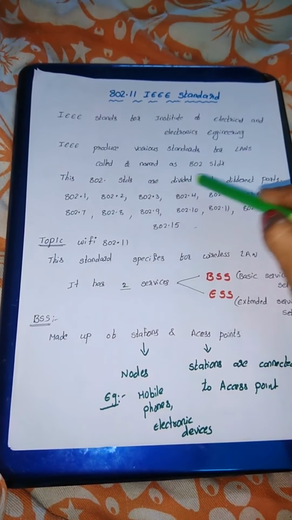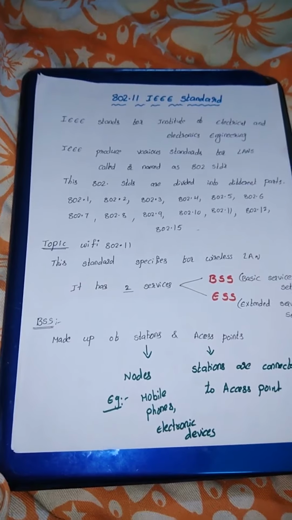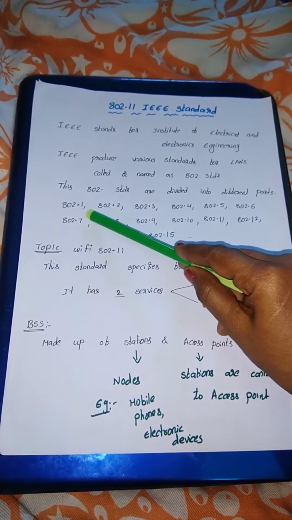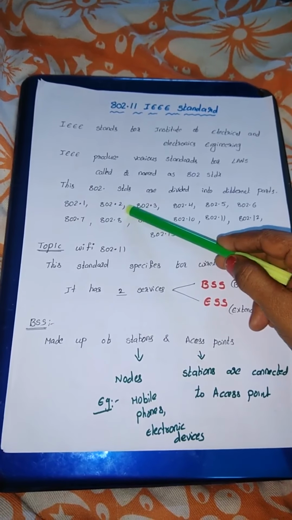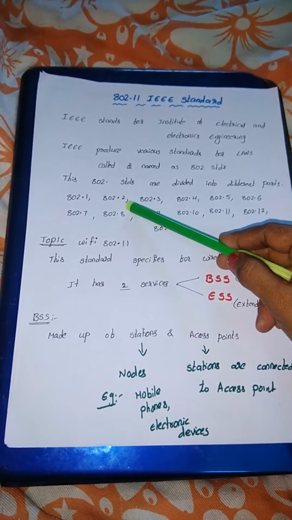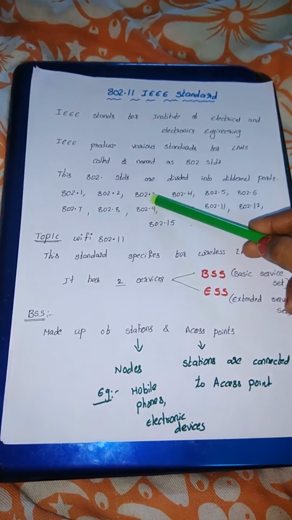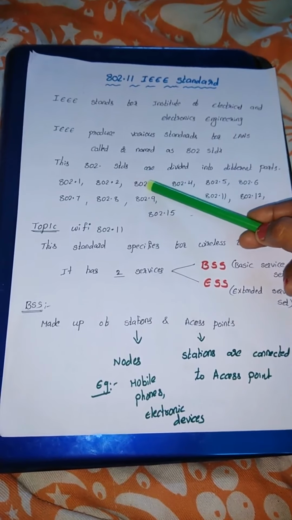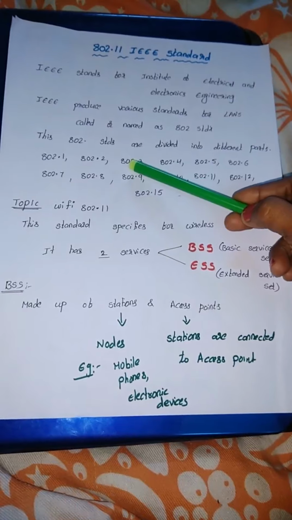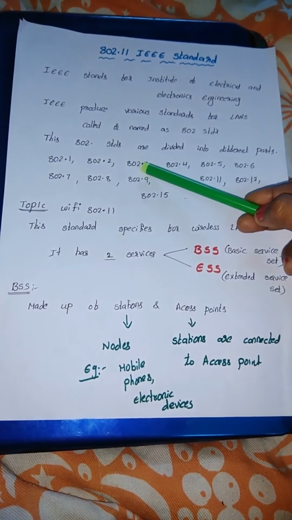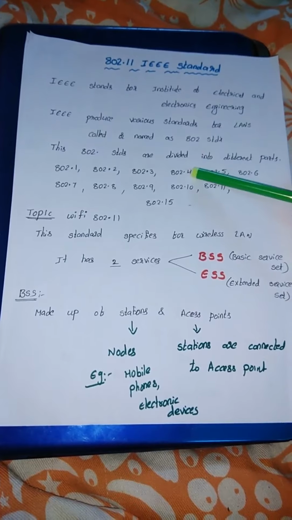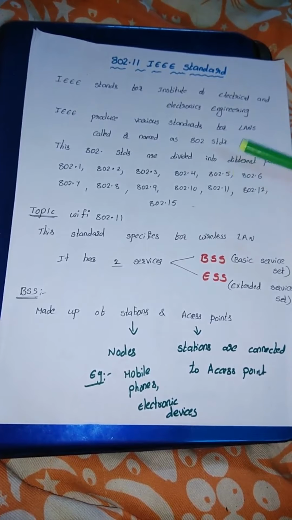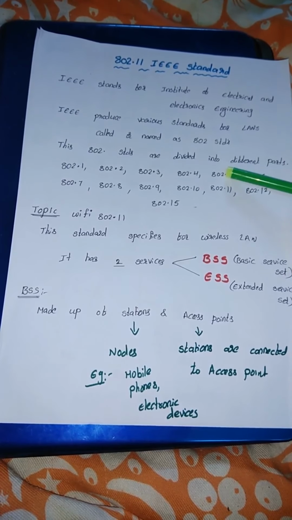These 802 standards are divided into different parts. Among them, 802.1 is related to network management. 802.2 deals with the data link layer in the OSI reference model. 802.3 is the standard Ethernet model, related to the MAC sublayer for networks arranged using bus topology. 802.4 is related to token bus networks. 802.5 is related to token ring networks.